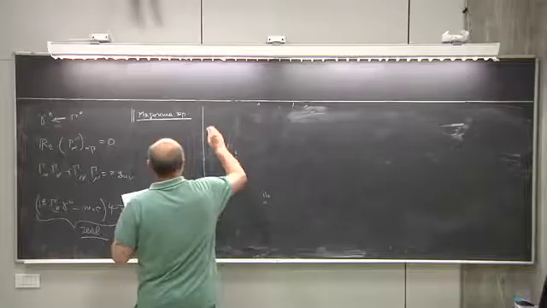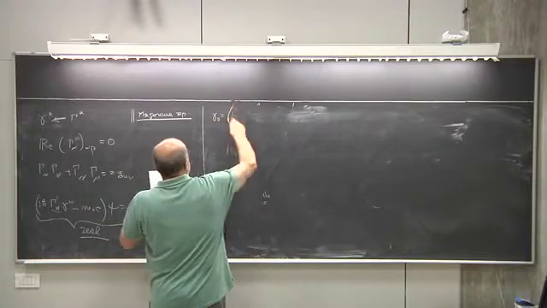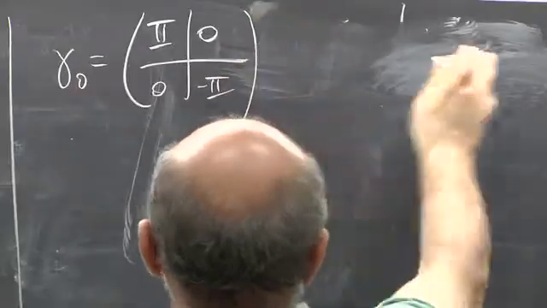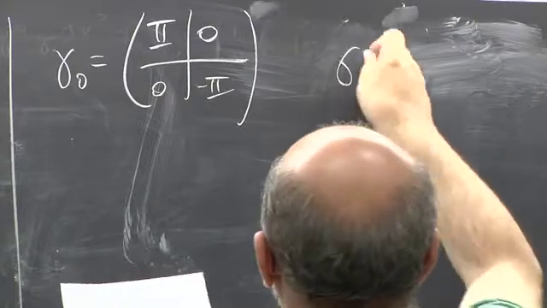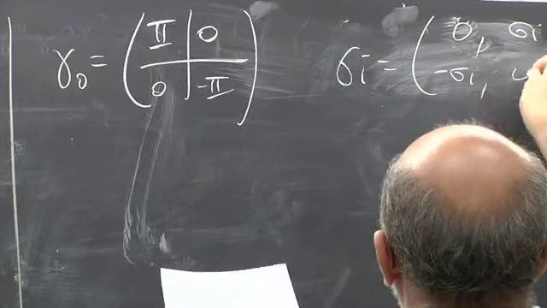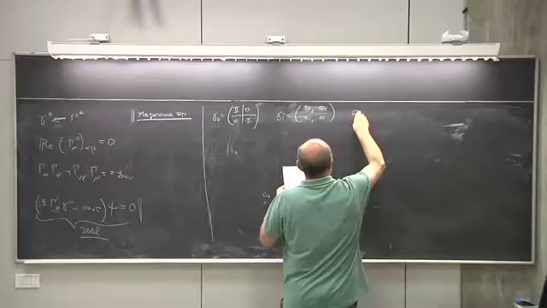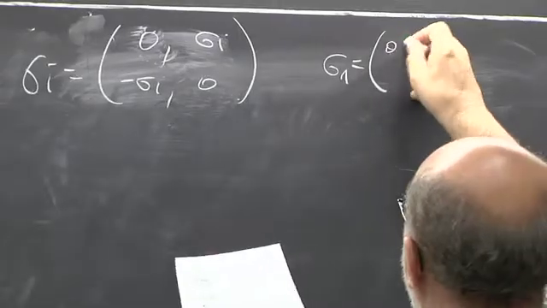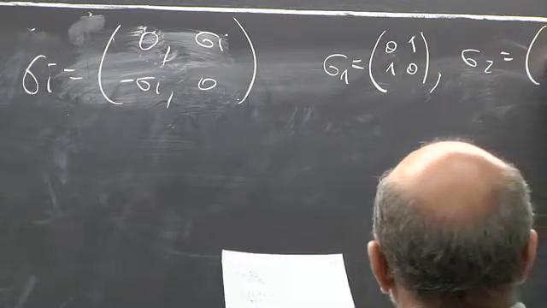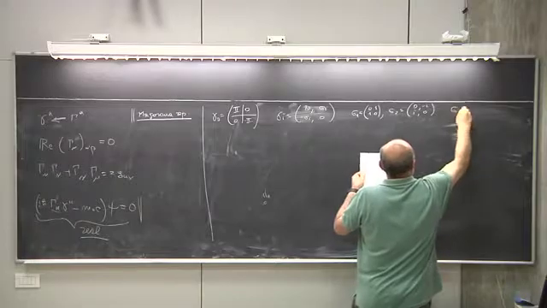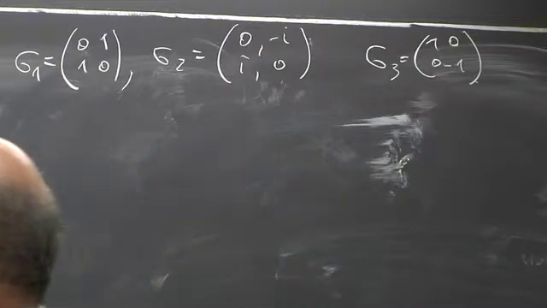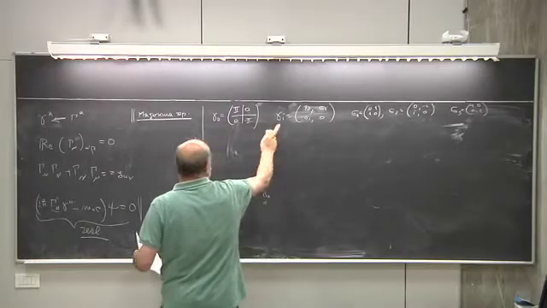How are they built? Well, let's remember the old one. The gamma 0 was I, 0, 0, minus I, and the gamma i was 0, sigma i, minus sigma i, 0. The sigma i, the Pauli matrices, just to remind you, are these. Now, these are the usual Dirac gamma matrices.